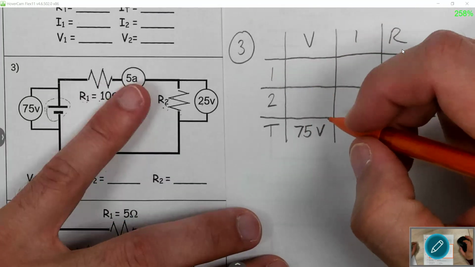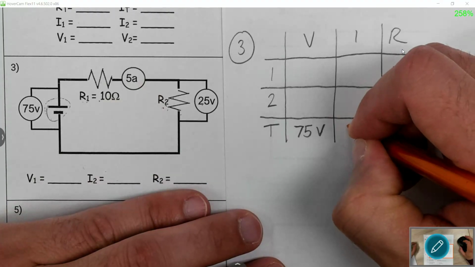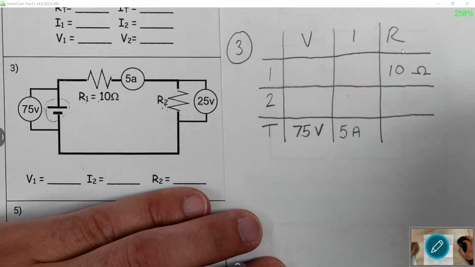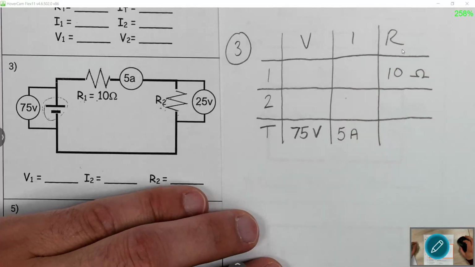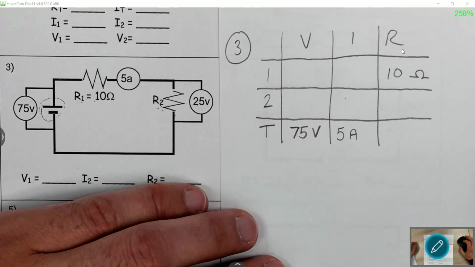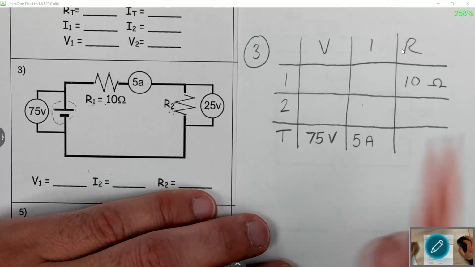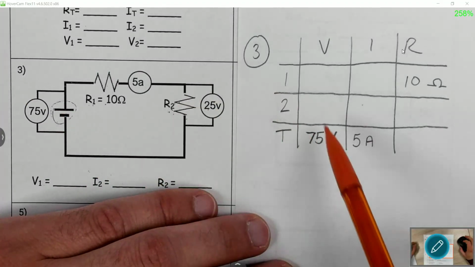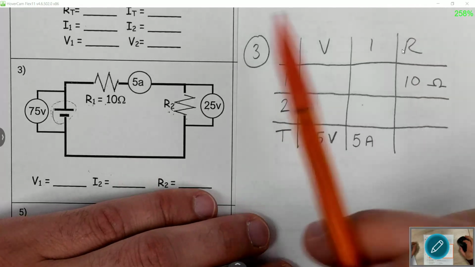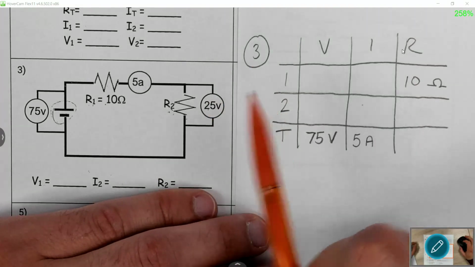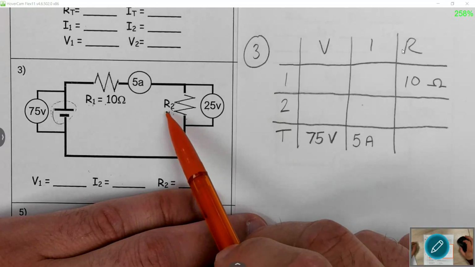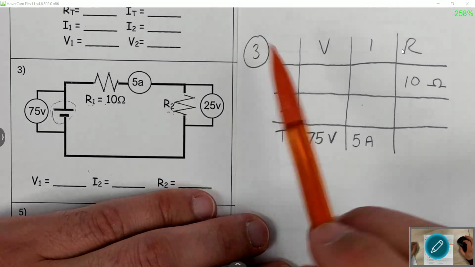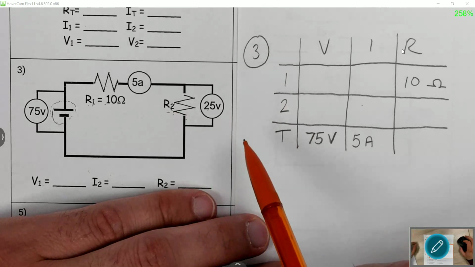Now, I don't like that they wrote a lowercase a on this. We're going to use capital A. So I'm going to put that for the total. This is all the information that I have. Is there anything else? I see a 75, got the 10, got the 5. Is there anything else we see? The 25. And what is it across? R2. So where do you think this 25 volts should go?